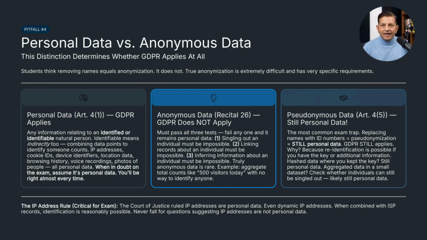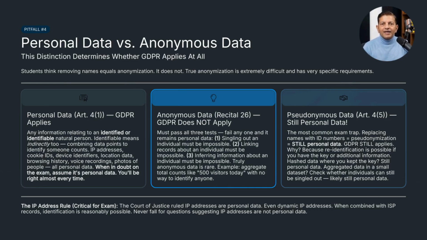Let's look at common examples. IP addresses: these are personal data according to Court of Justice case law. Cookie IDs, personal data. Device identifiers, personal data. Location data, personal data. Browsing history, personal data. Voice recordings, personal data. Photos of people, personal data. Notice a pattern? Most data organizations collect is personal data.